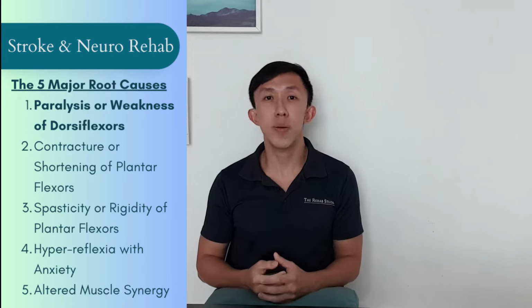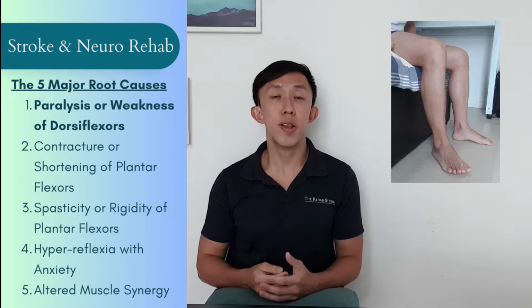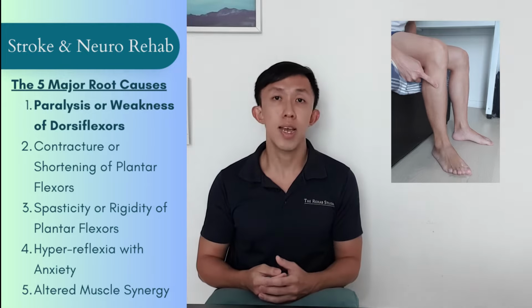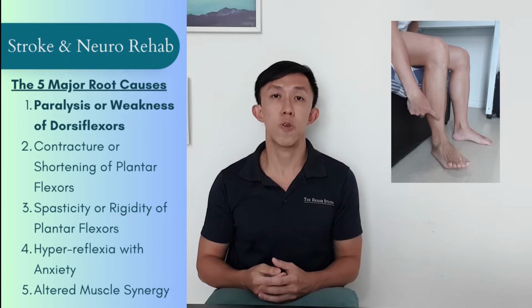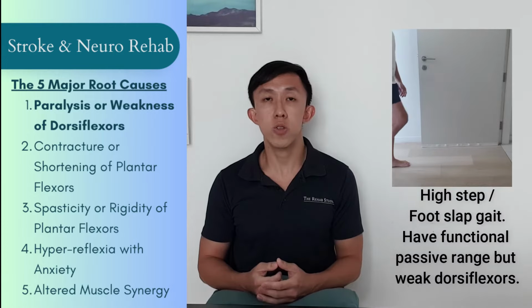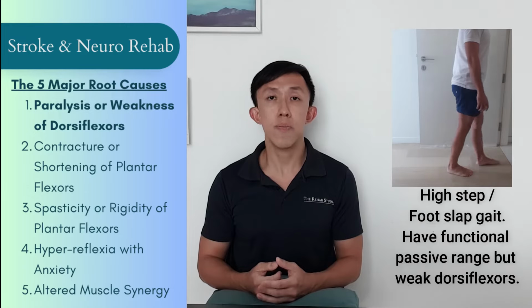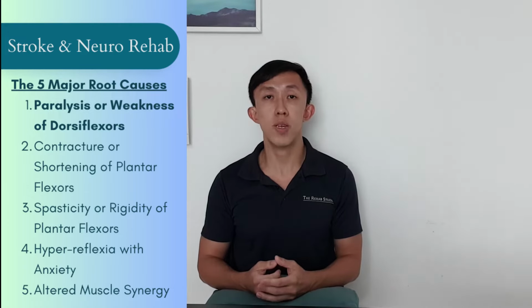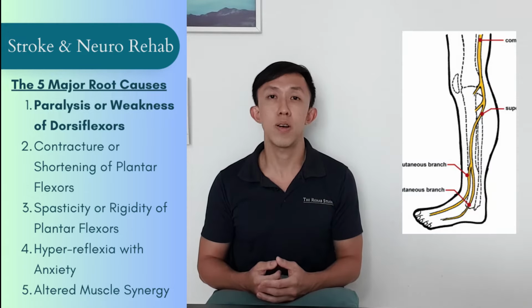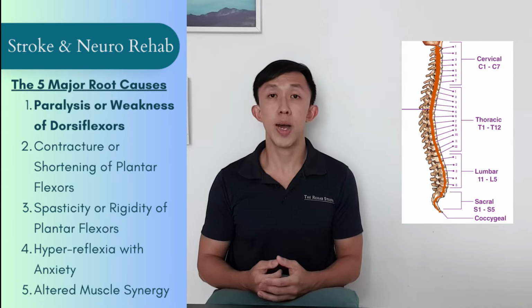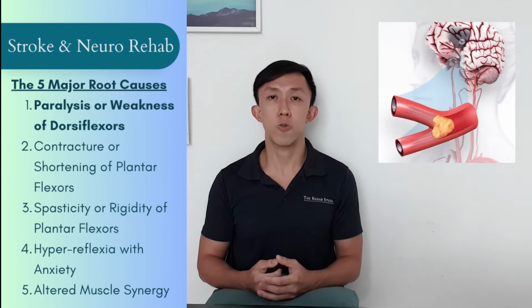Let's start off with the paralysis or weakness of the dorsiflexors. Dorsiflexors are a group of muscles that lift up the front part of your foot. Any damage to the nerve pathway supplying dorsiflexors can result in paralysis or weakness of the dorsiflexors. For example, a nerve injury, a spinal cord injury, or a stroke.